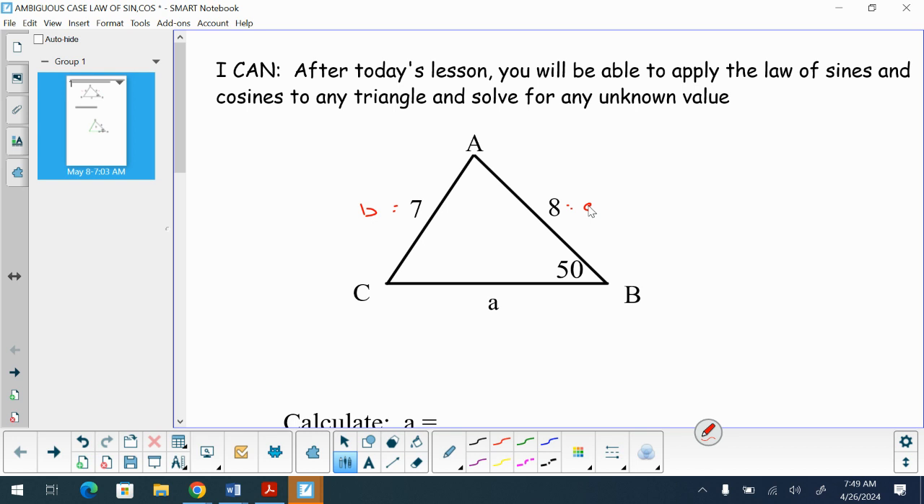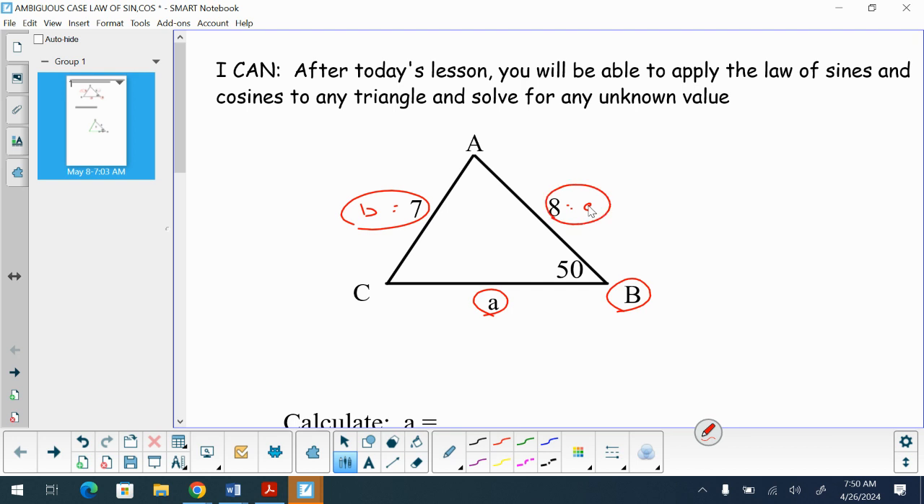So we want to solve for little a. Well, to solve for little a, we need to know angle A. We don't know angle A, so that's the initial thing that we need to calculate. Because with angle A, we can use law of sines or law of cosines to find little a. But I don't know angle A. We need to work on that. But what I do know is angle B, little b, and little c.